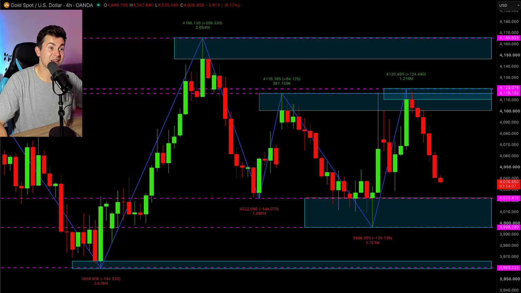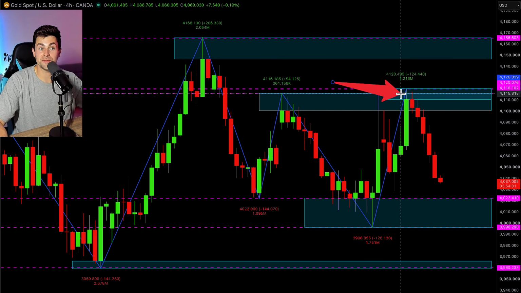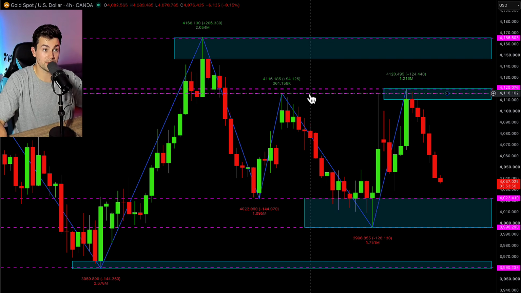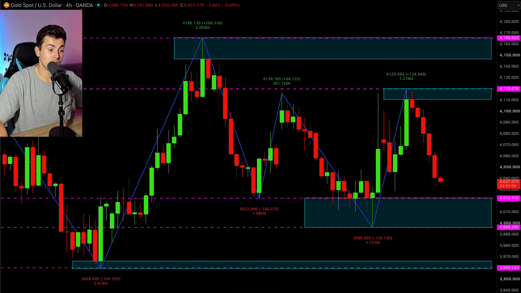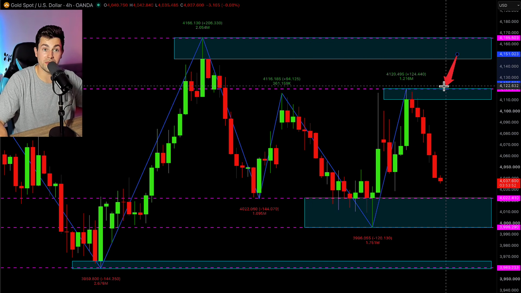I'm talking about this resistance zone. As you can see, the market stopped respecting that, starting respecting the resistance higher, so we just take this zone away, and in our analysis we just rely on this resistance.